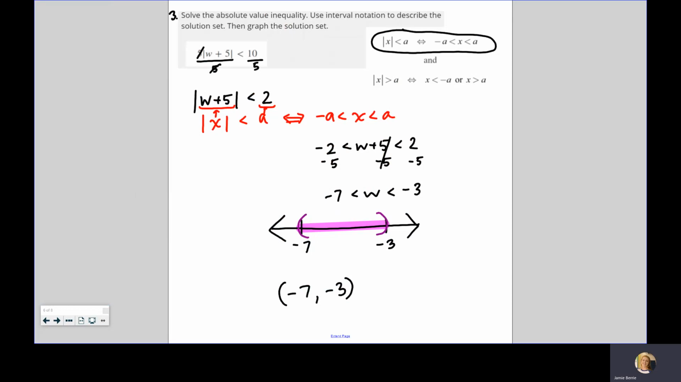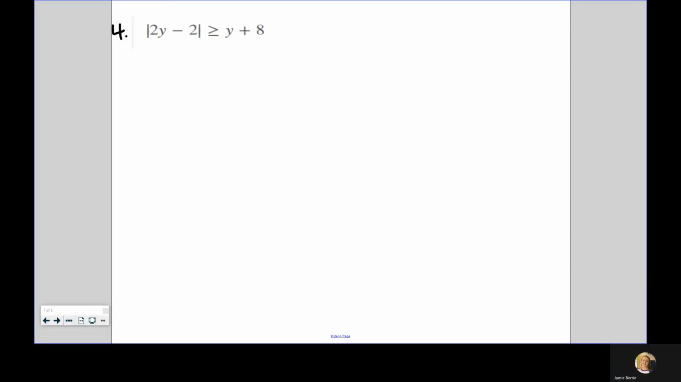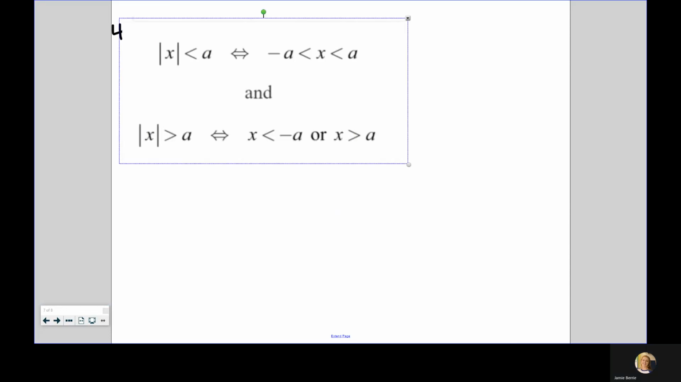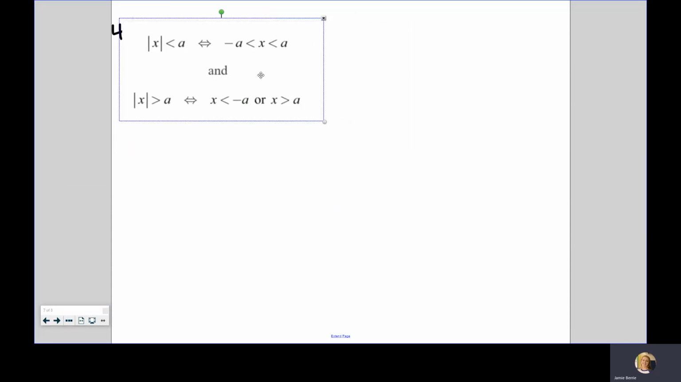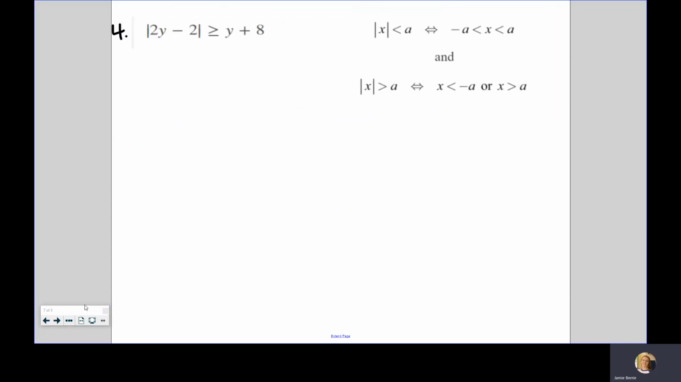All right, this is our last absolute value inequality problem. Let me move that over here again, so we'll just have it on the page with us. We don't have to refer back. So here our problem is absolute value of 2y minus 2 is greater than or equal to y plus 8.